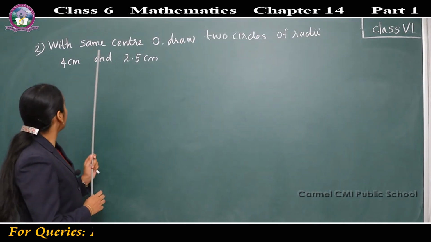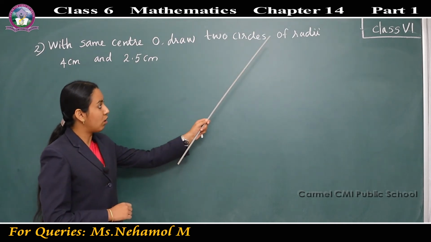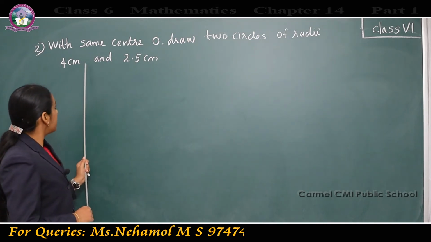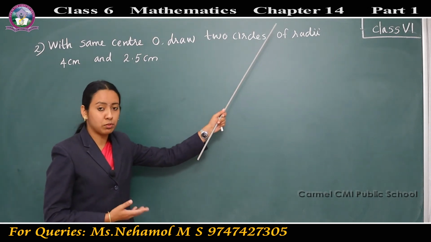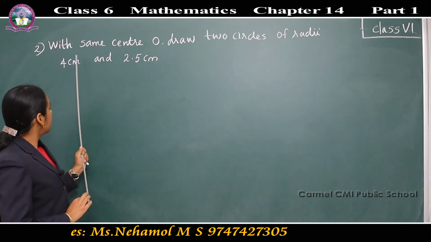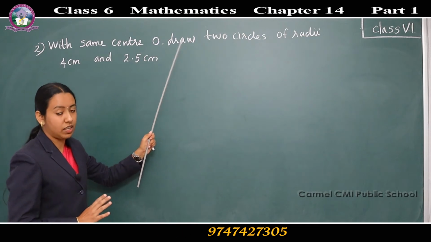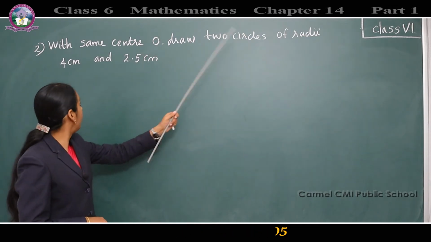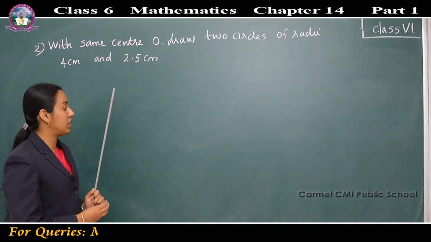Second question. With the same center O, draw two circles of radii 4 centimeter and 2.5 centimeter. Radii is the plural form of the word radius. Then what is the question? With the same center O, draw two circles of radii 4 centimeter and 2.5 centimeter.